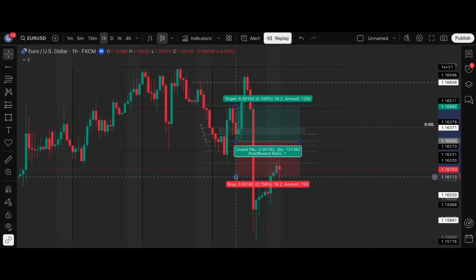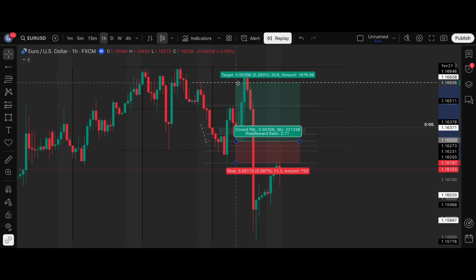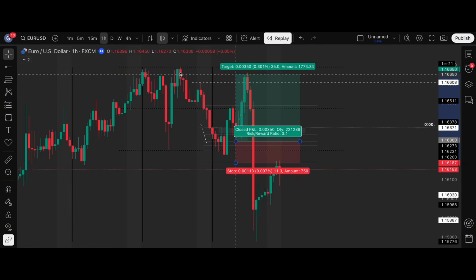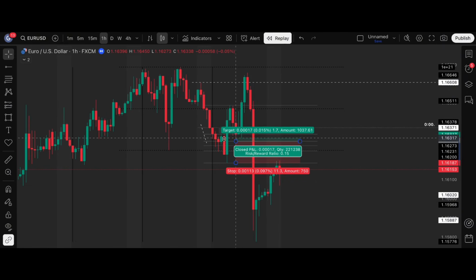So you can buy that over here, and then you're looking at the Asia buy side liquidity as your draw on liquidity, and you can look for this low here, not the previous day's low, because price opens inside of a deep discount, right?